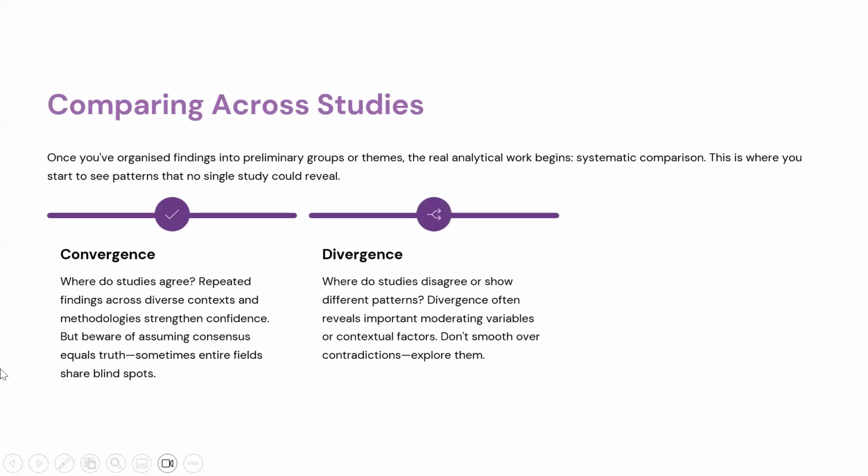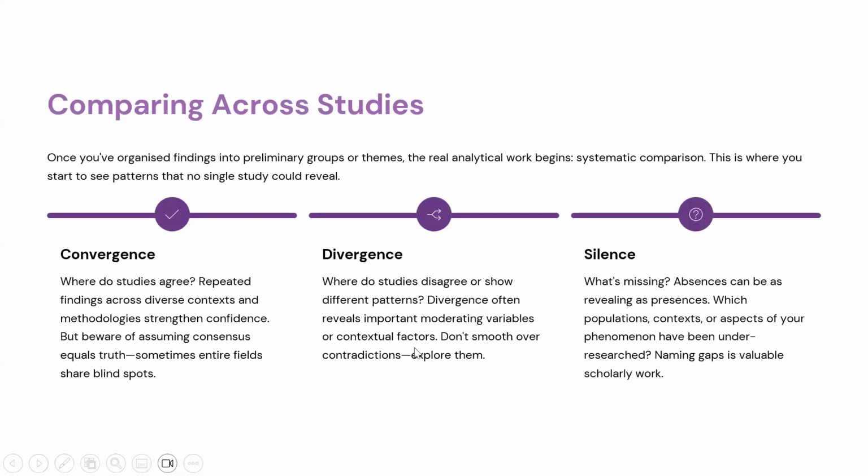Which then leads to our second point, which is divergence. So where do studies disagree or show different patterns? Divergence often reveals important moderating variables or contextual factors. And it is important to not smooth over contradictions, but rather to explore them, because what the studies do not say can oftentimes be just as important and just as interesting, or even more interesting than what they do say. Hence the reason why it opens up avenues for further research.